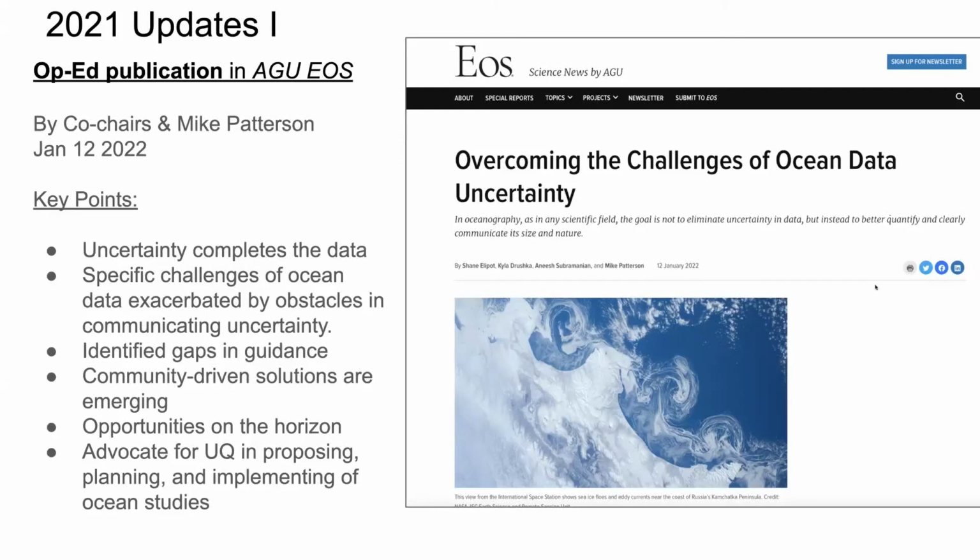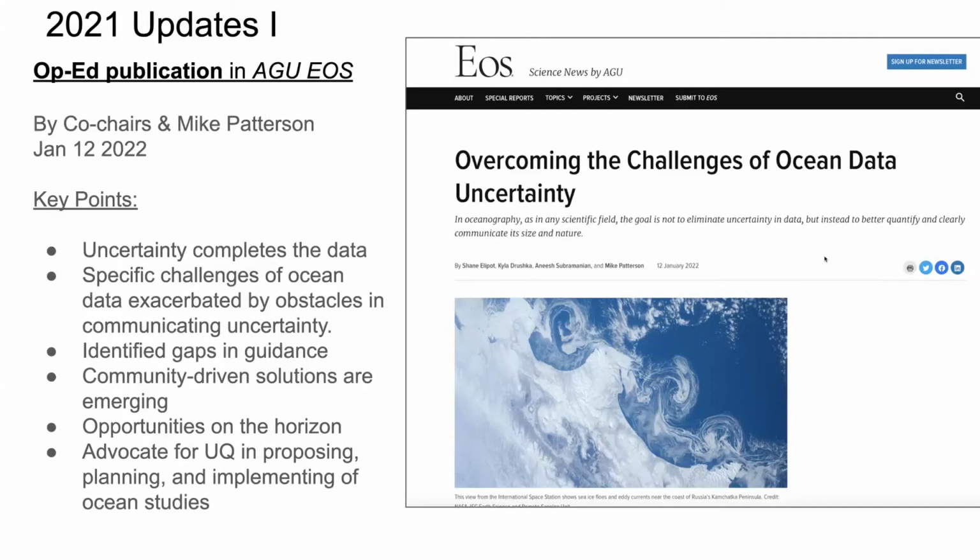Nevertheless, there is some hope, and we identified some community-driven solutions, such as, of course, US CLIVAR. Uncertainty quantification is in the science plan of US CLIVAR. And we highlighted OceanObs, the session that we organized. And of course, we self-publicized a little bit our group and our efforts in this article.